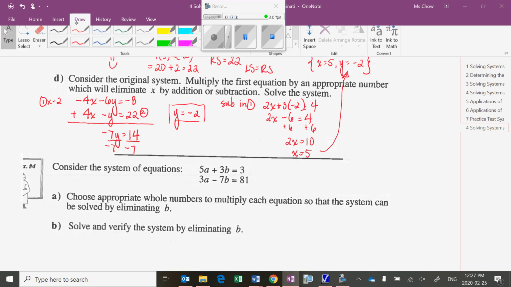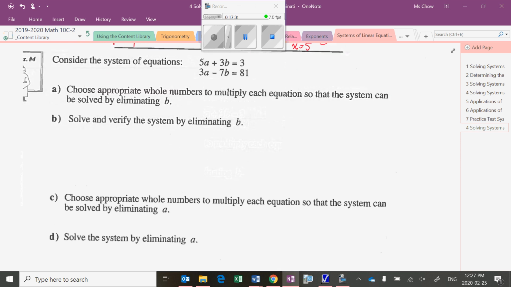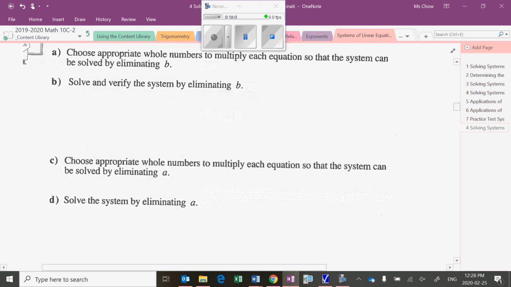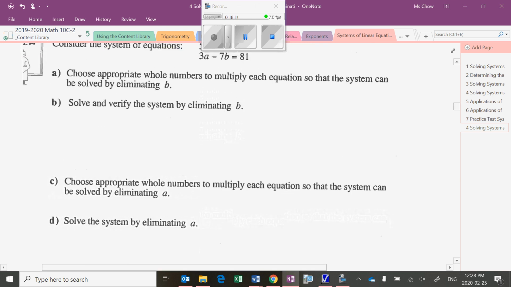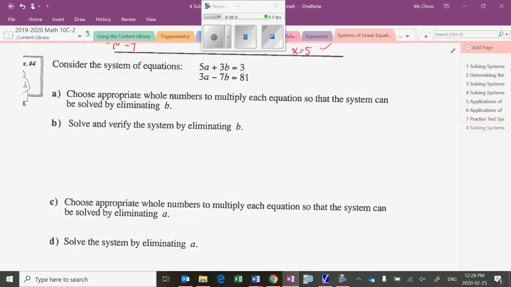Okay, let's take a look at class example number 4. Just going to change colors. So if you take notice right here, we've got 5a plus 3b equals 3, 3a minus 7b equals 81. So we don't have opposites, we don't have the same coefficients, and so we need to get the same or the opposite. So we have to decide, what are we going to do? Are we going to work with a, or are we going to work with b? You can see in the book, they actually go through and do both. Let's just do one or the other. Both will totally work.